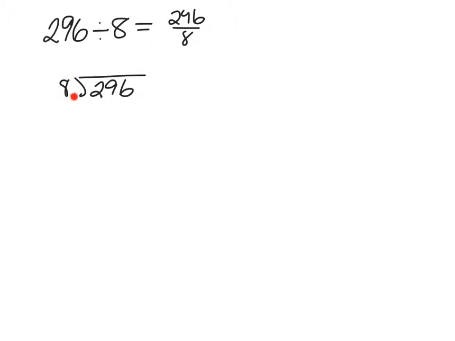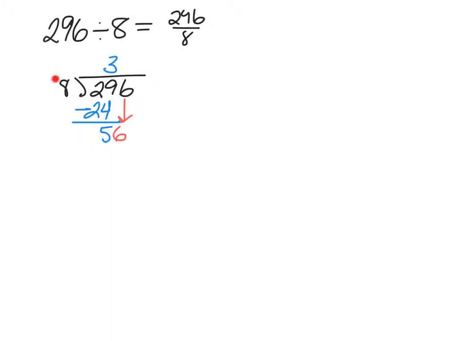Now, thinking about this 8, we ask ourselves, how many times does that 8 go into 2? And well, it doesn't go in there evenly at all. Then we ask ourselves, how many times does this 8 go into 29? And the answer to that is 3 times. So we take 3 times 8 is 24 and subtract. That'll leave us with 5. So bring down the 6 and repeat the same process.